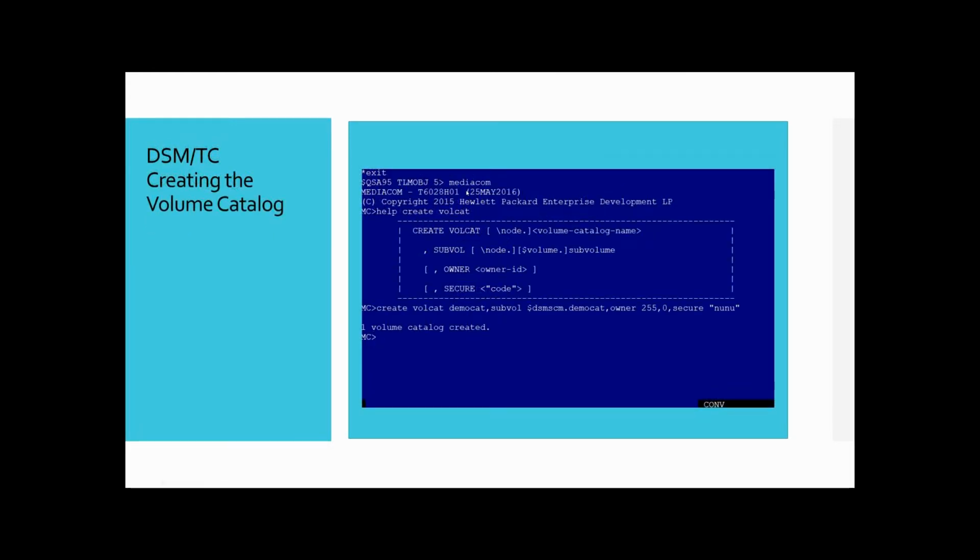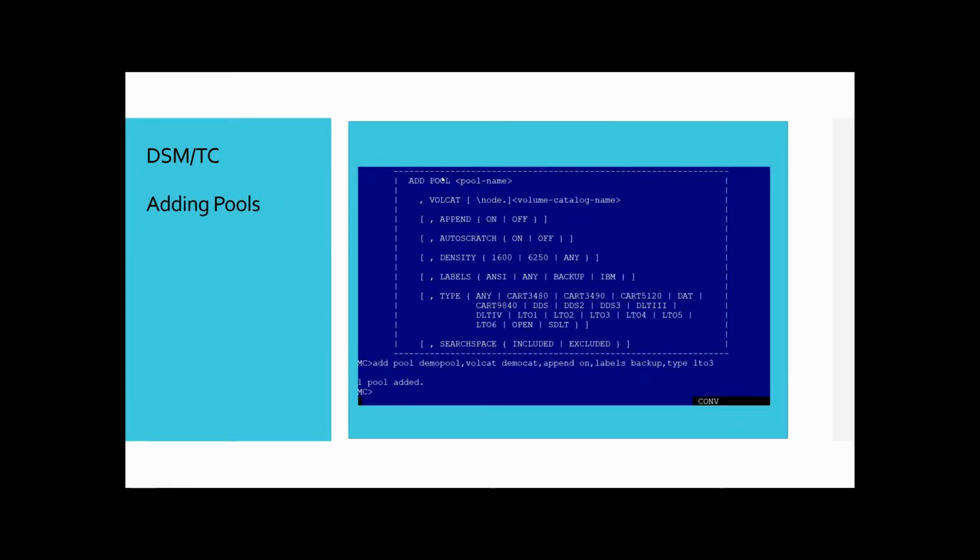To create a volume catalog, use a create command in MediaCom. Create the volcat name, its location, owner, and security. Once you have that, you can add pools to the volume catalog. So you add your pool, the pool name. You have to tell it the volume catalog and whether you want to append on and the other options for your pools, which will determine what kind of tapes are in the pool.